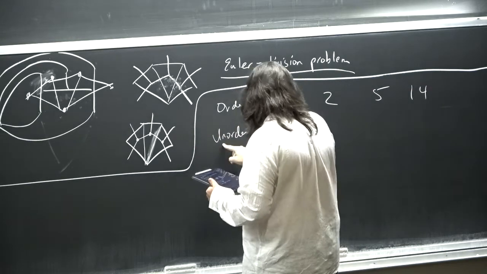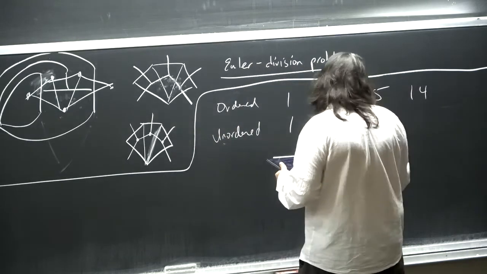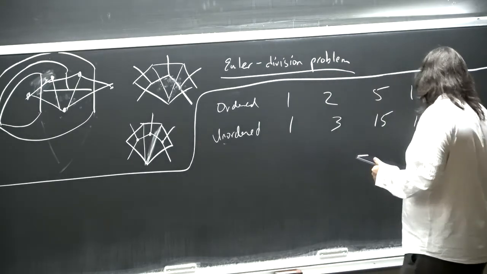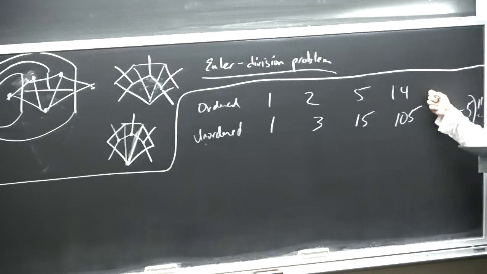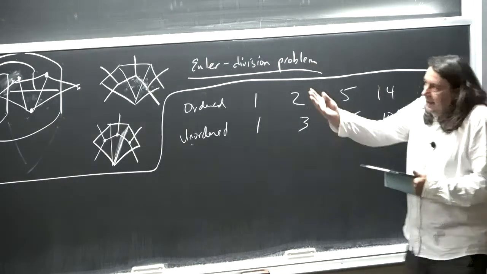Meaning the full amplitude. 1, 3, 15, 105. And it only gets worse because this goes as 2n minus 5 double factorial. So this grows factorially. This grows exponentially. Okay? So what did you gain by this?